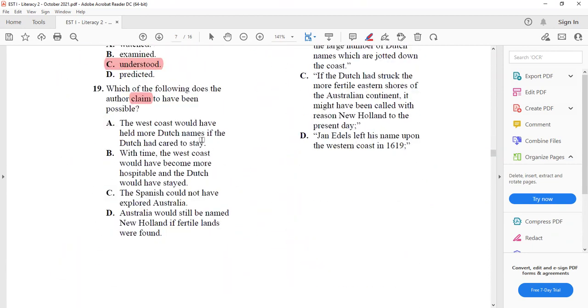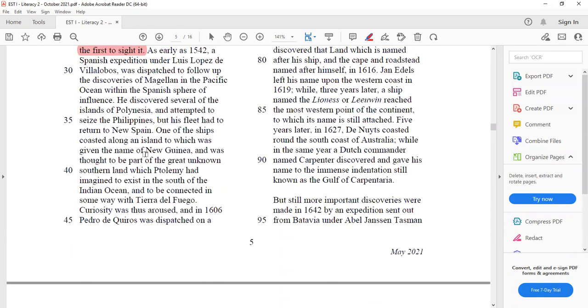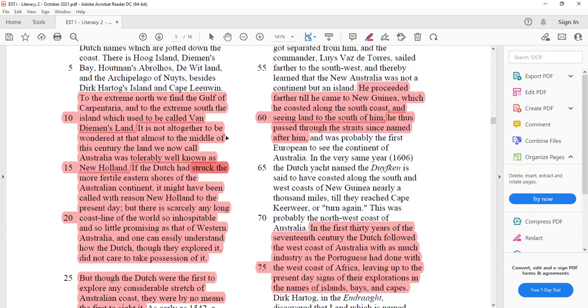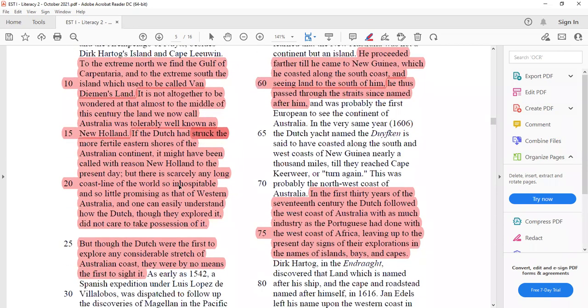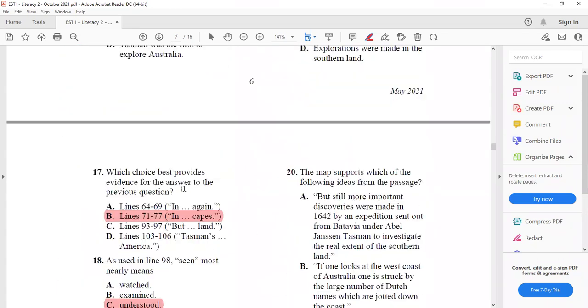So if we turn back, Mr., the West Coast would have held more Dutch names if the Dutch had cared to stay? No, actually it holds many Dutch names, all of it Dutch names. With time, the West Coast would have become more hospitable and the Dutch would have stayed? No, he said that it's inhospitable here in one of the lines. And actually we highlighted it, but I don't remember where. Yes. So we highlighted it already, so the question is not going to come from here.